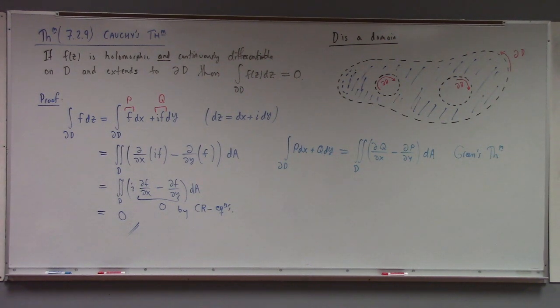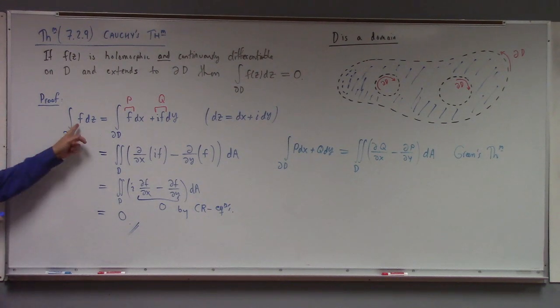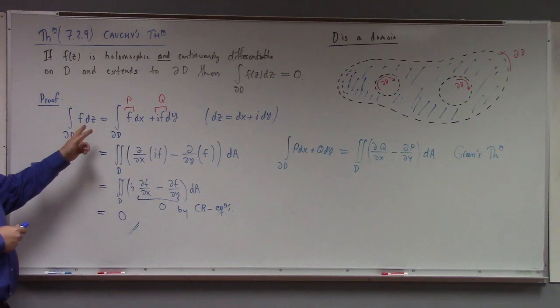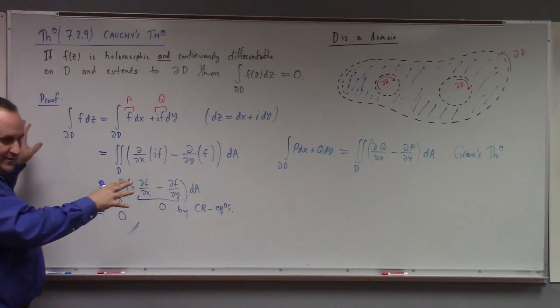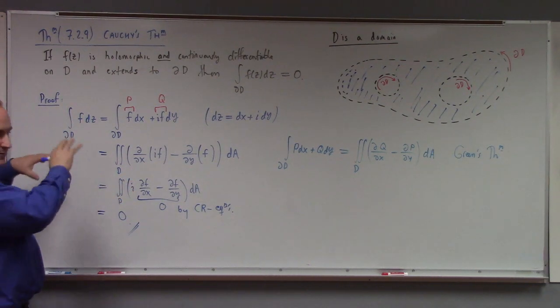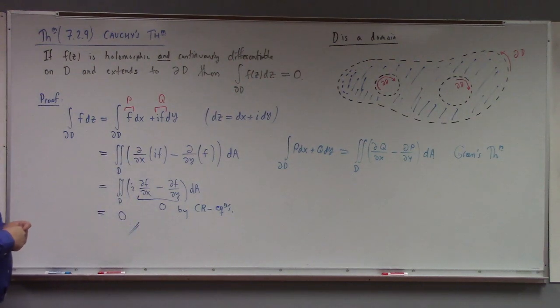So you could also do this by writing f equals u plus iv, and then writing dz as dx plus i dy, and multiplying it out, and then using the ordinary Green's theorem separately on the real and the imaginary part. But then you wouldn't have homework to do. It's no fun. So, yeah.